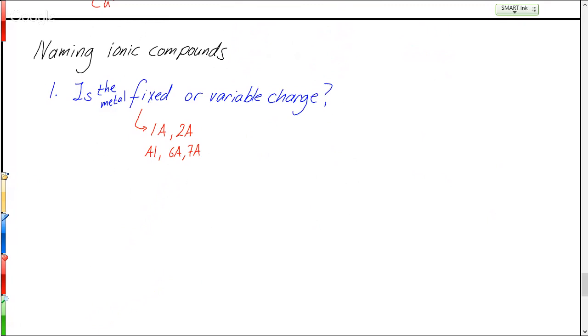Variable charge is everything else. All the stuff in the middle that can have different kinds of charges. So let's look at an example and see how we would do that.